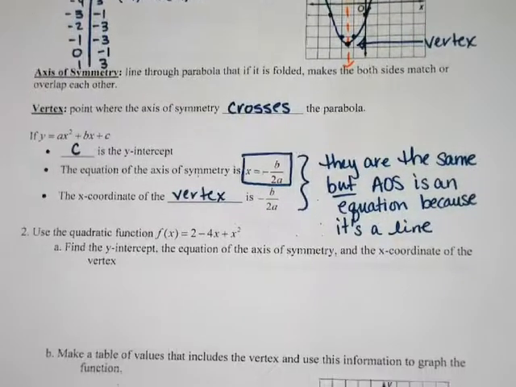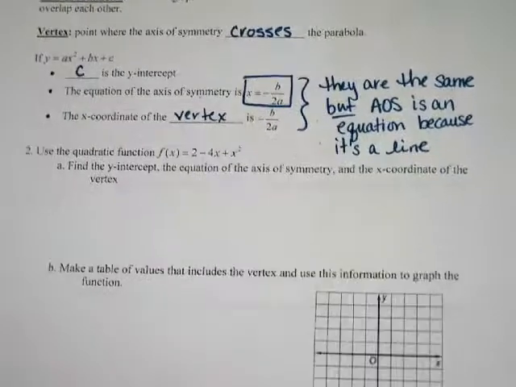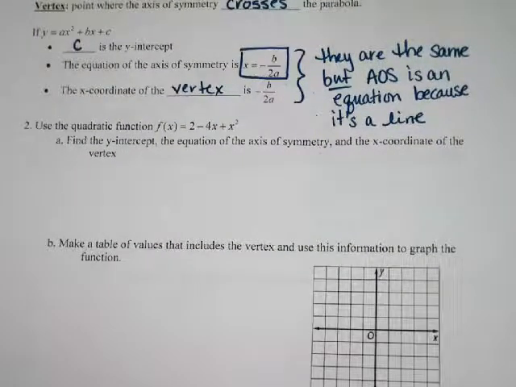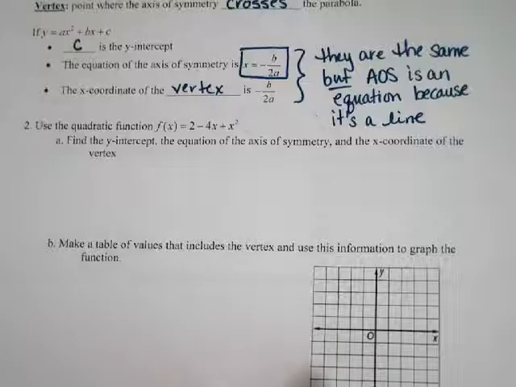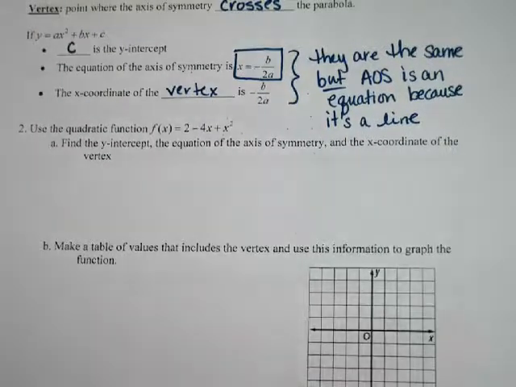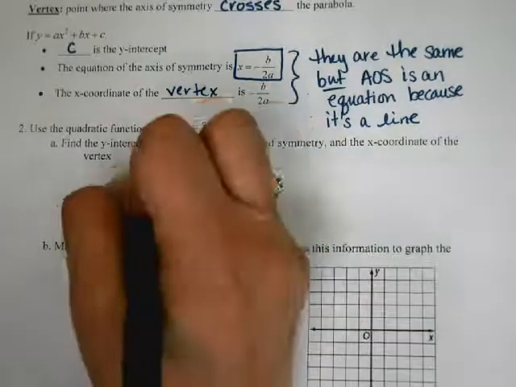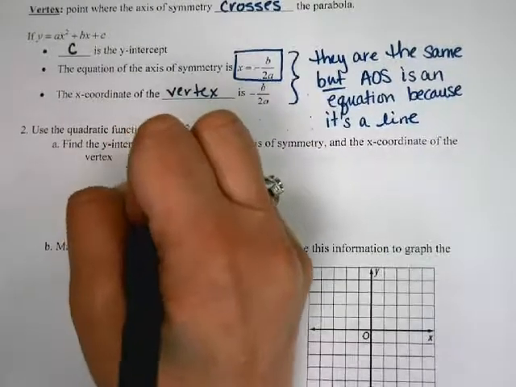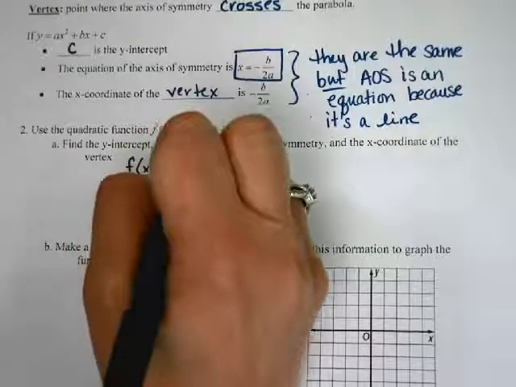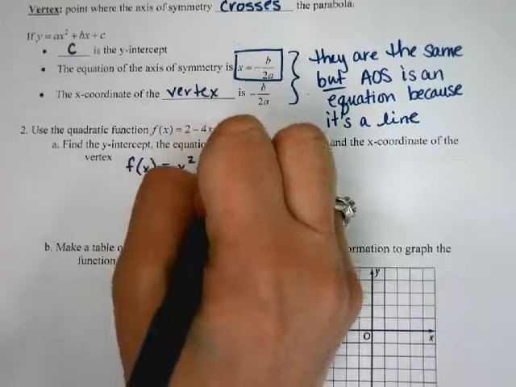So let's use that information and see what we can do here. Number 2 says use the quadratic function f(x) = 2 − 4x + x². Find the y-intercept, the equation of the axis of symmetry, and the x-coordinate of the vertex. All right, well, this one's not written in the prettiest order. Normally, we write it with the biggest exponent first: x² − 4x + 2.